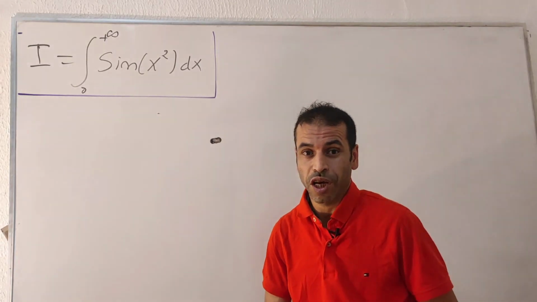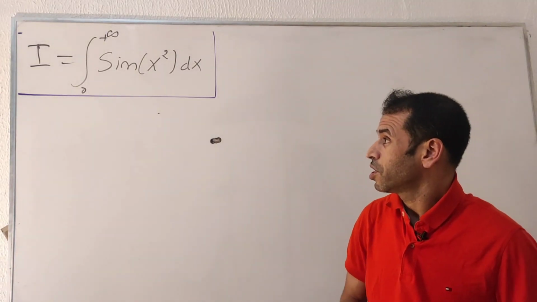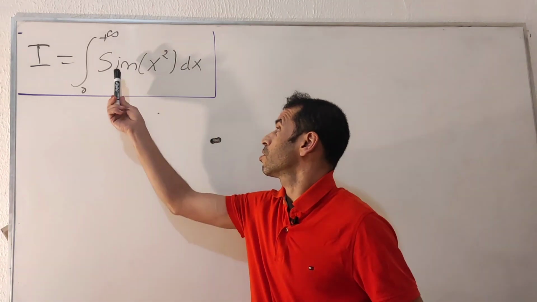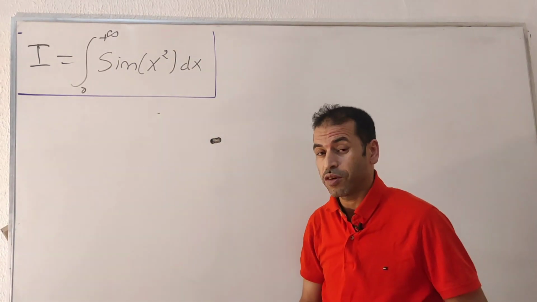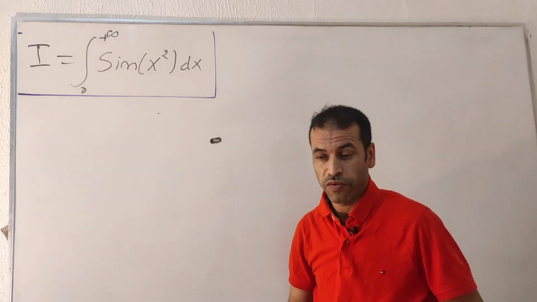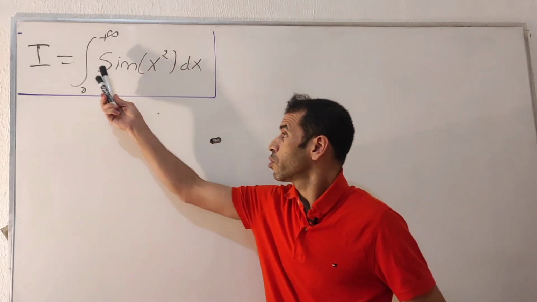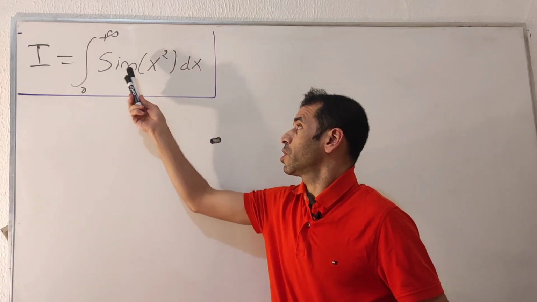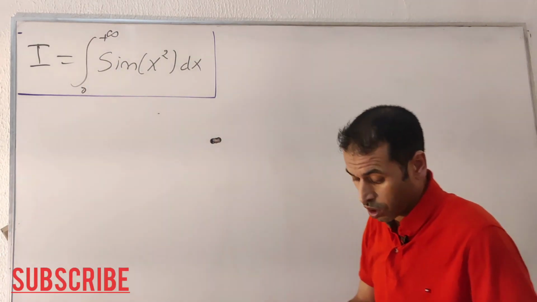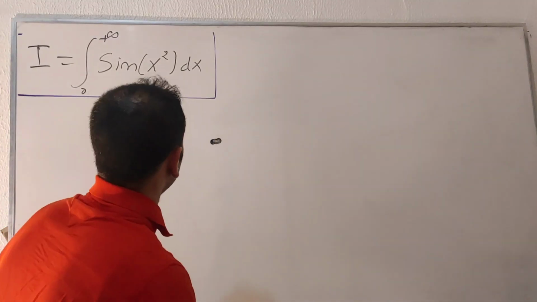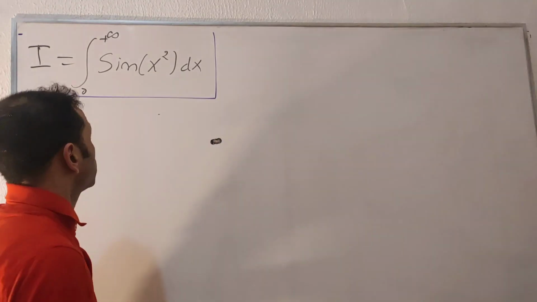In today's video, here is a nice improper integral. It sets as I equals the integral from 0 to plus infinity of sine of x squared dx. Okay, this is a very famous integral called the Fresnel integrals. As we evaluate the sine of x squared, it will be the same thing for cosine x squared. Okay, so now let's get started with this one to see what's given to us.